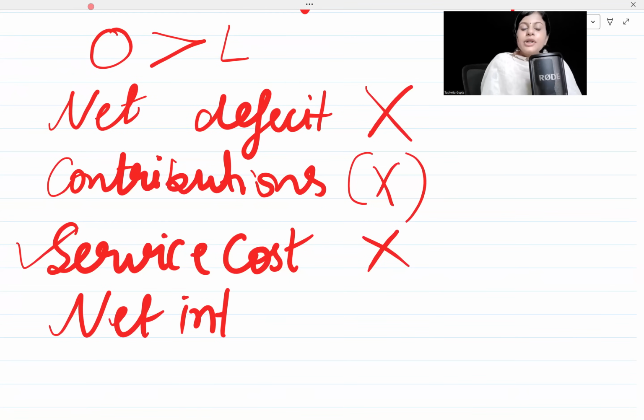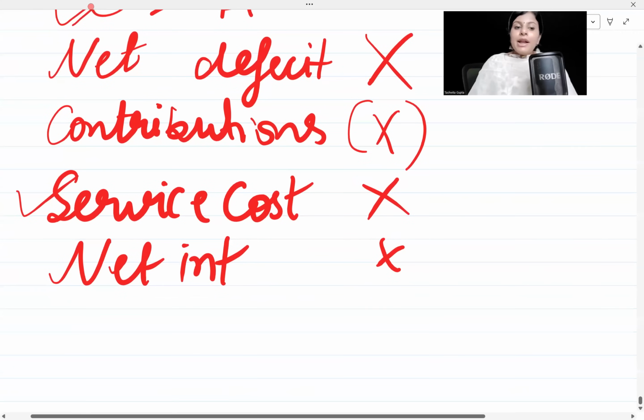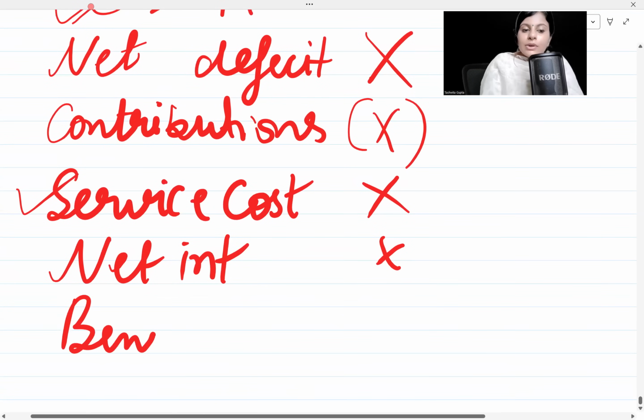On the plan asset you earn some kind of return, and on the pension obligation you also pay some kind of interest. Not pay actually, but you just unwind the interest, because that pension obligation is being stated at fair present value. So you need to unwind the interest. So net interest will be added here because, of course, if my obligation is greater than my asset, then obviously I am paying more interest than I am receiving.